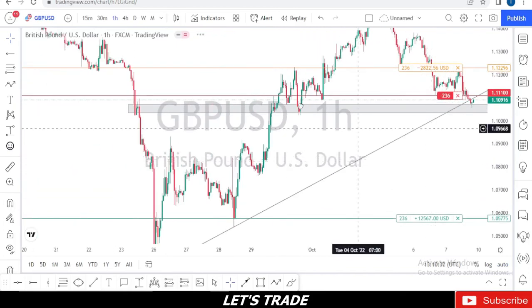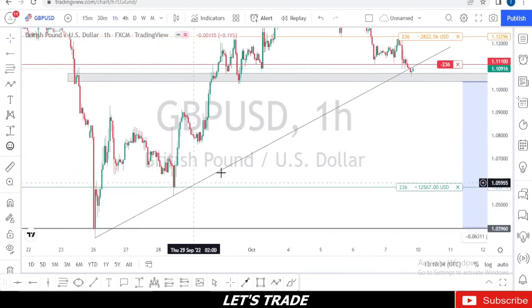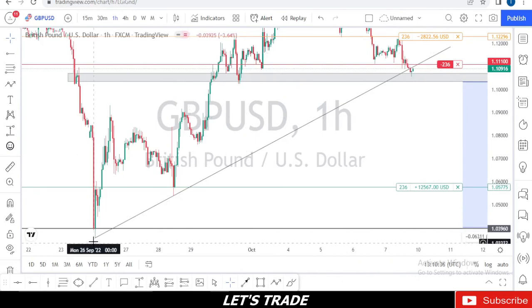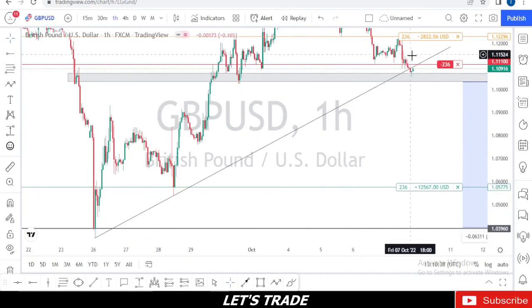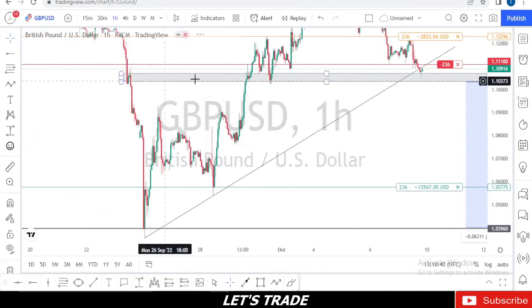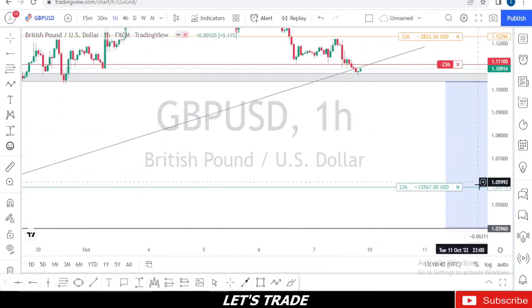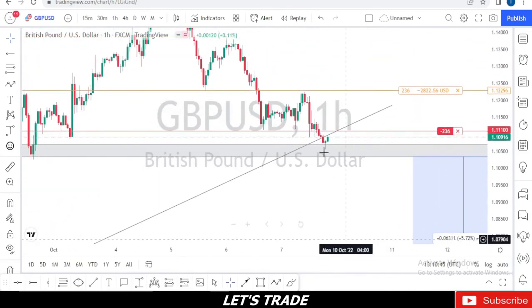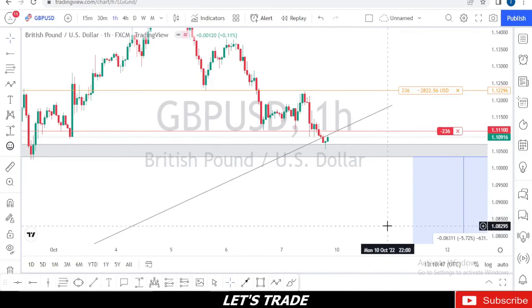Why do I expect price to break it? Because there's a counter trend line that has also been broken. Look at this zone, look at this zone. Price has broken below it, and now we are at that mini support level. So I'll be expecting price to retest and continue downward.